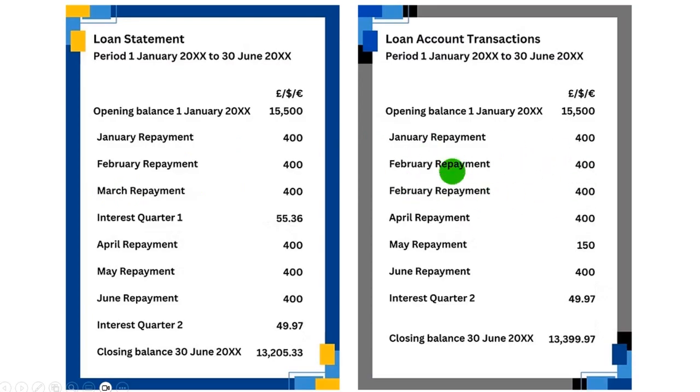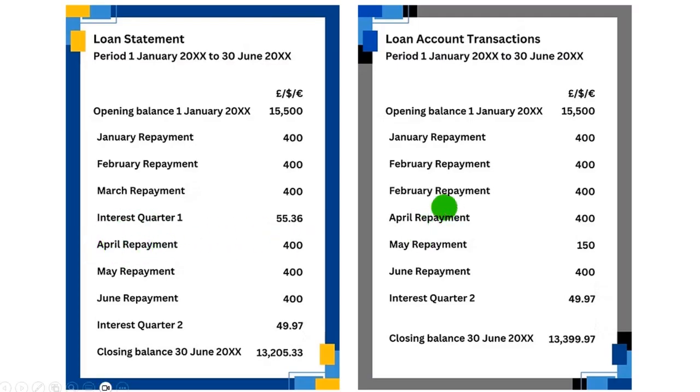So when you're faced with this scenario, this duplicate February repayment needs to be removed, and the March repayment needs to be added. So that would be corrected, and then we can continue. Interest for quarter 1, 55.36. There is no interest for quarter 1. Once again, we have a missing transaction. It's not showing in the accounts, and it needs to be added.